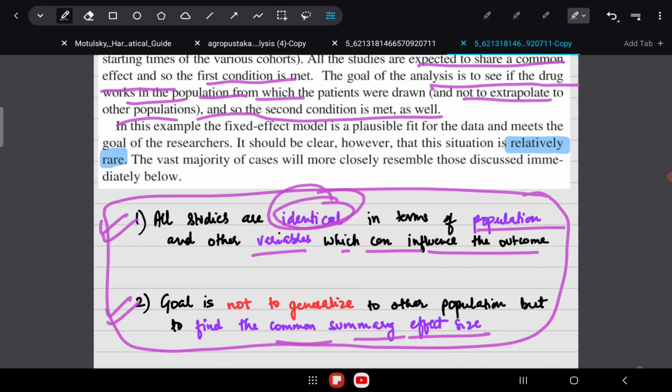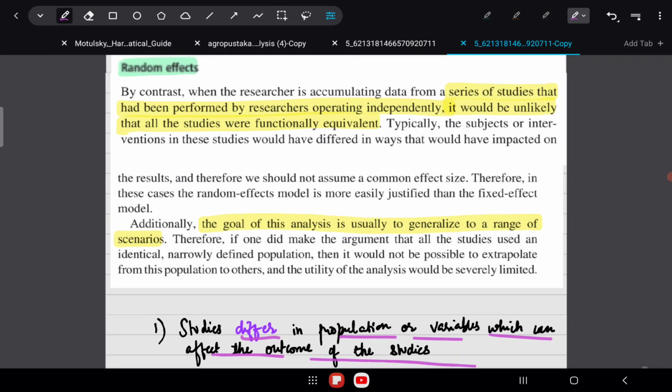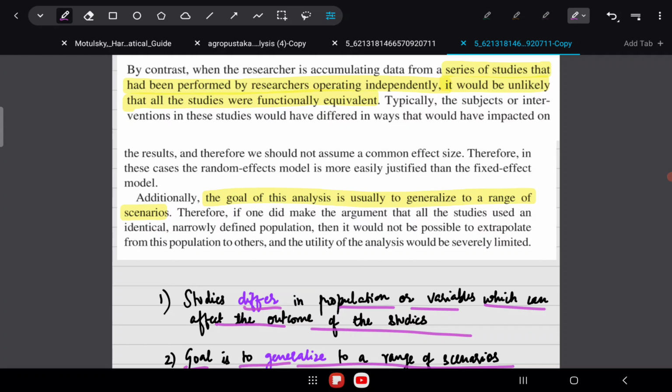But mostly speaking, when you are collecting studies from literature, the studies will have a lot of heterogeneity, and mostly the studies will have different patient population groups, or some variables will be different. So in that case, random effect modeling is more plausible in most of the cases.